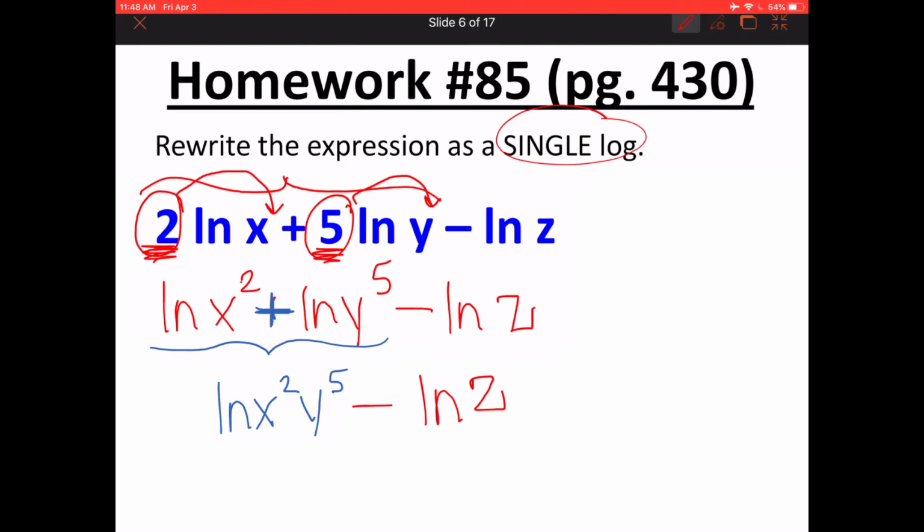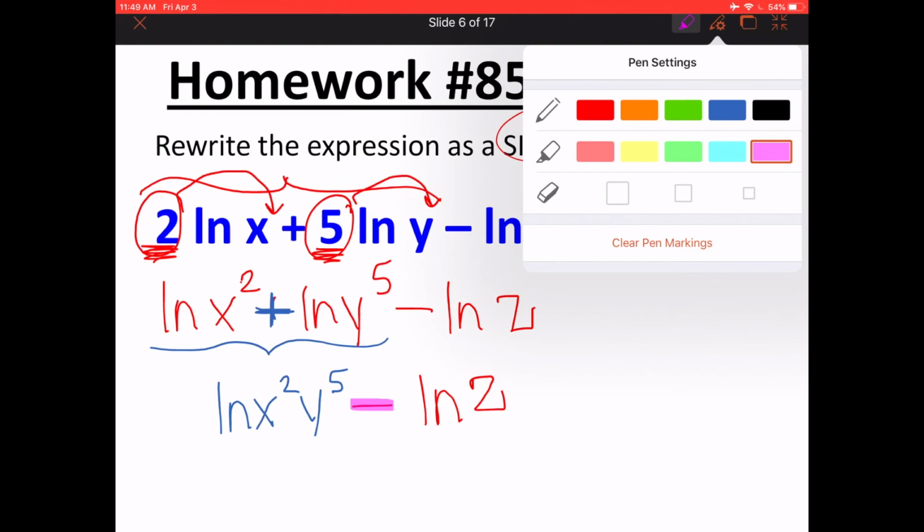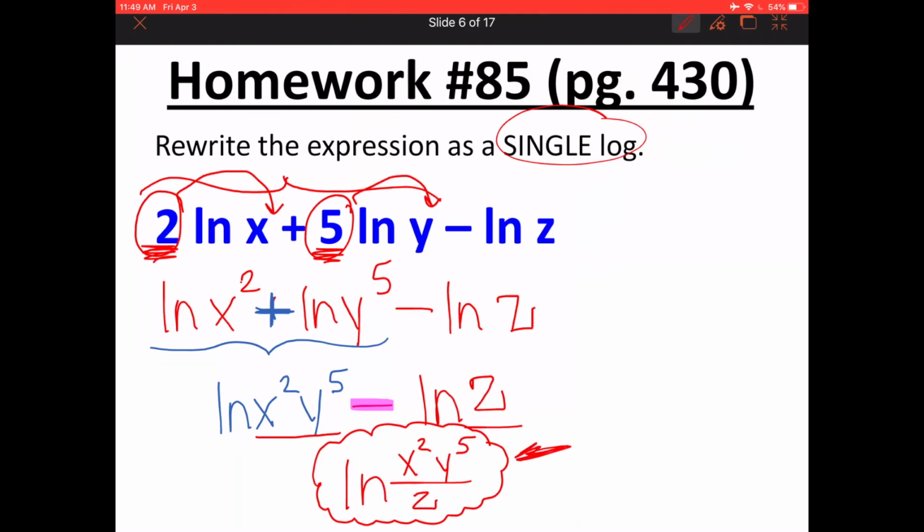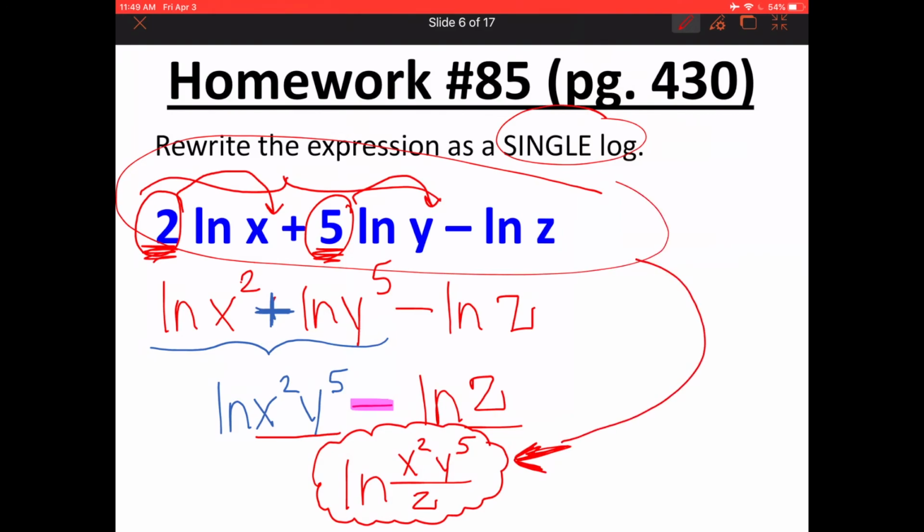Now let's do my last step. If I have subtraction, okay, then how can I combine my logs? To combine them with subtraction, it's going to become division. So I'm going to divide x squared y to the 5th by z. So I'll have ln of x squared y to the power of 5 divided by z. And there is my final answer. Okay, guys? So we took this entire original problem and we combined it into one single log.